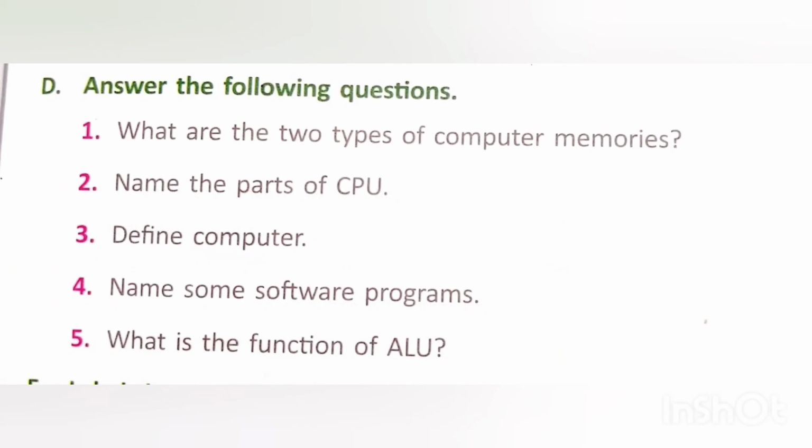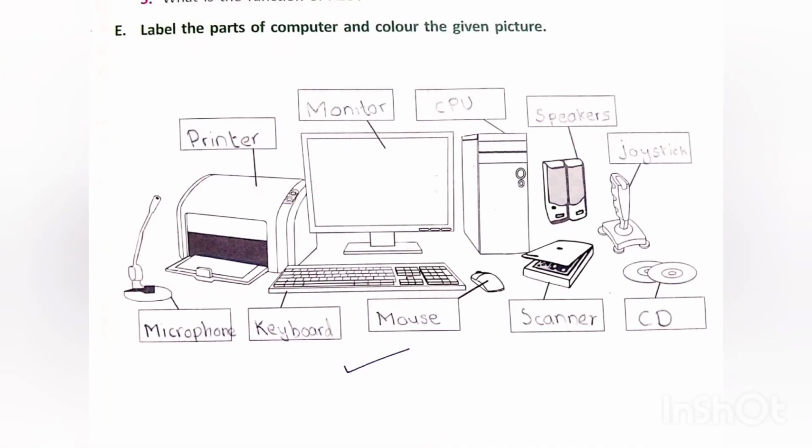Now we have exercise number E, label the parts of the computer and color the picture given. As you can see, this is the monitor. It looks like a TV screen. This is the CPU, the brain of a computer. Keyboard is an input device. We can type from the keyboard. Mouse is a pointing device. This is microphone. This is printer. This is a scanner. Speakers, joystick and CD, that is compact disc.